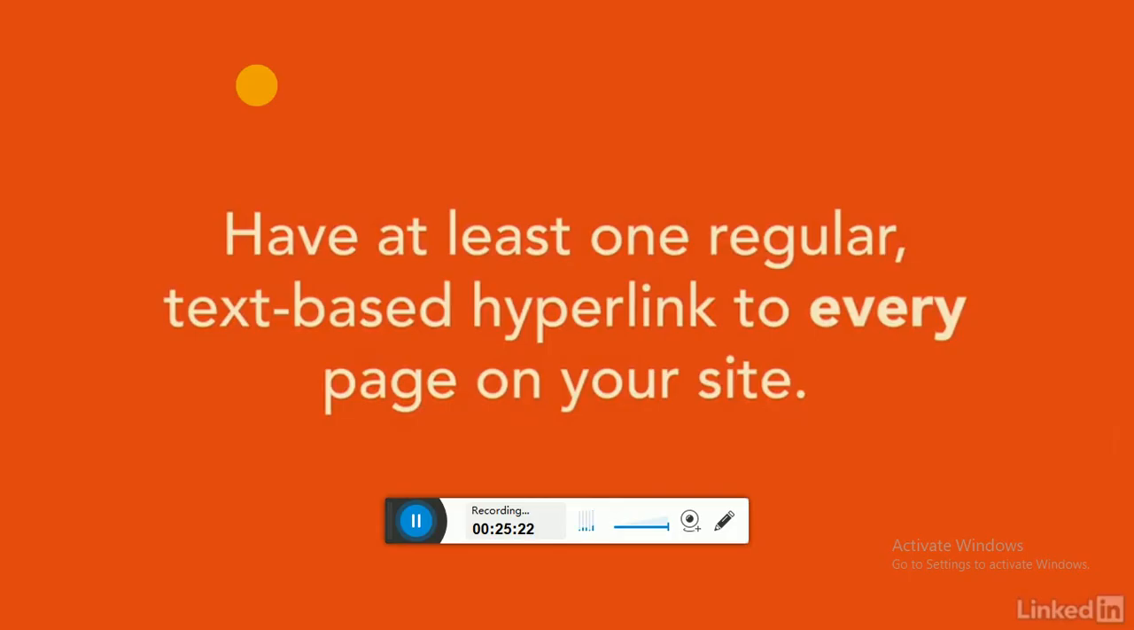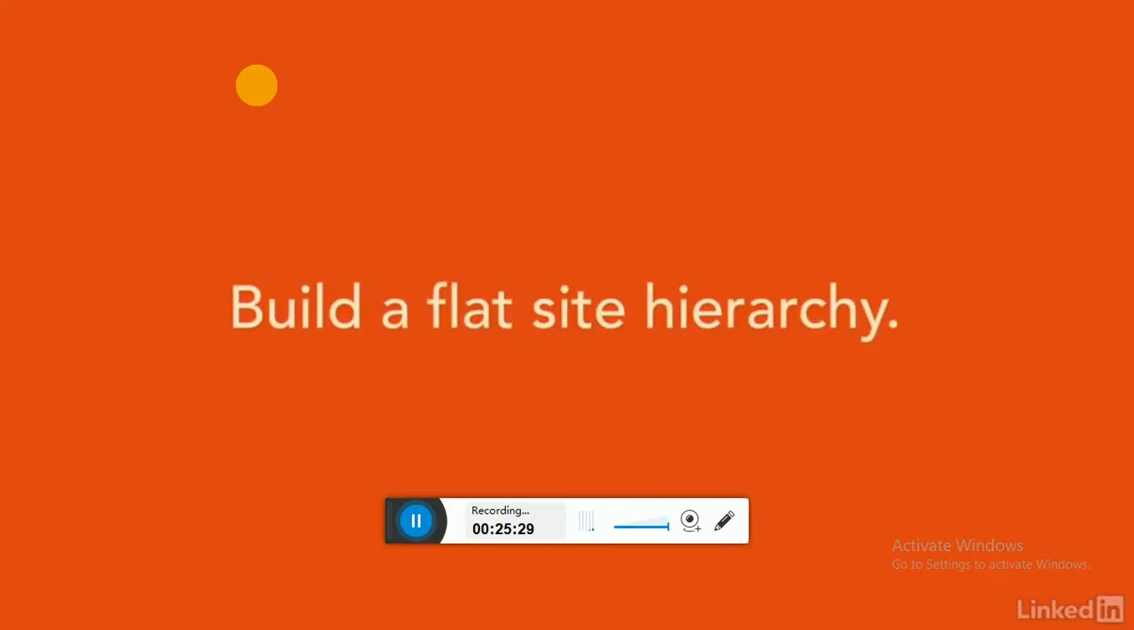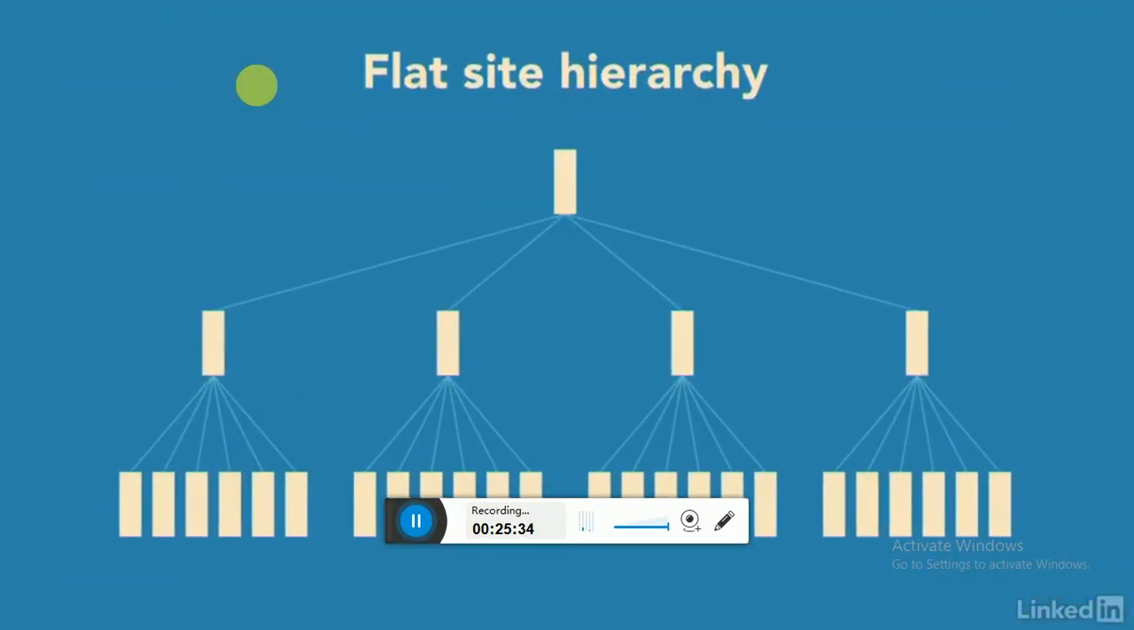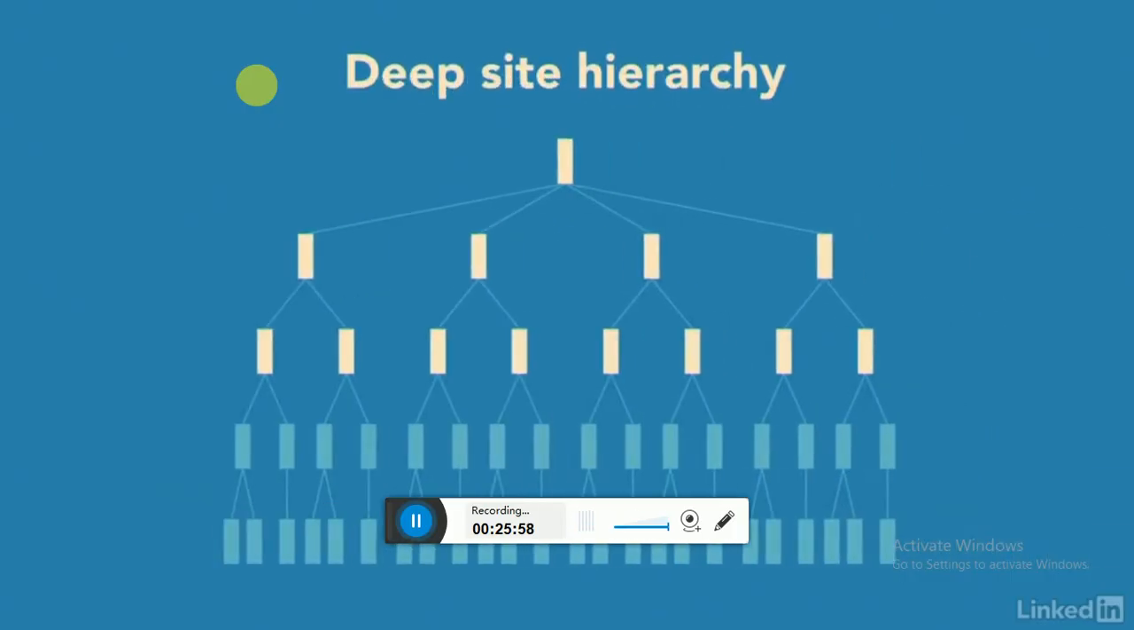So as you look to your site, make sure you have at least one regular text-based hyperlink to every page throughout your site. And it's usually best to build a flat site hierarchy versus a deep site hierarchy. To help understand this, let's look at a flat hierarchy. Here, you can see our homepage at the top. And then the links that we have on our homepage are represented by the second line of pages. These might be things like About Us, Services, Locations, and Contact. If we had, for example, multiple locations, we would place those under the Locations page and create a unique page for each one. A deep structure looks more like this.